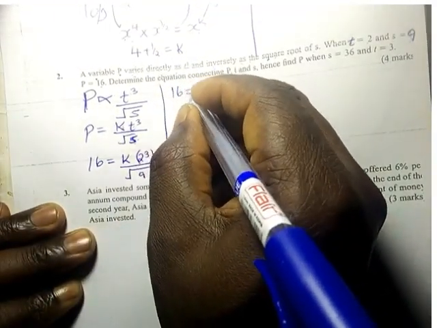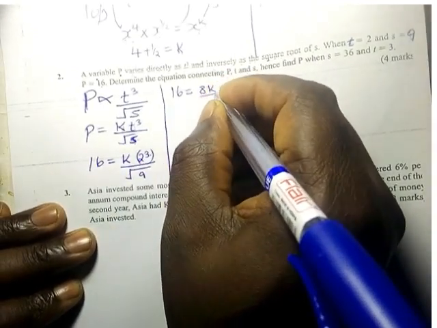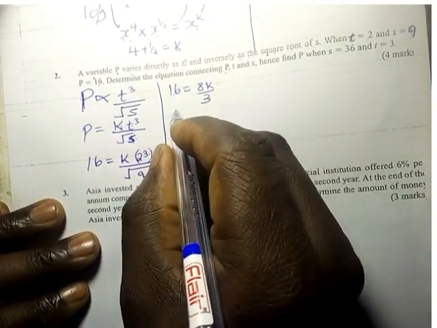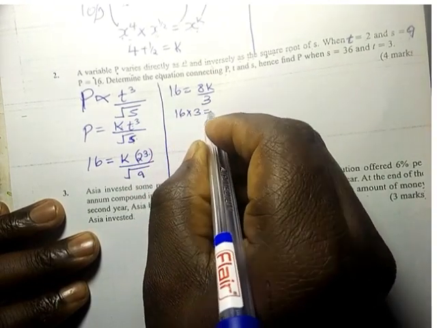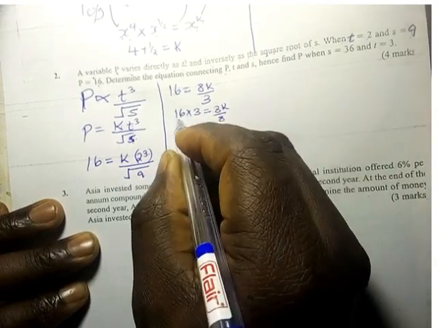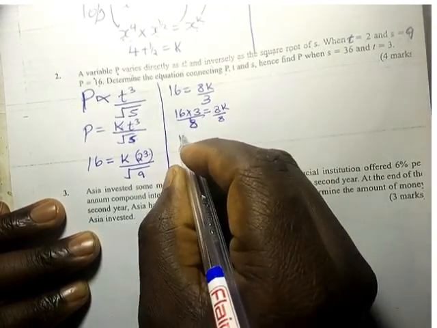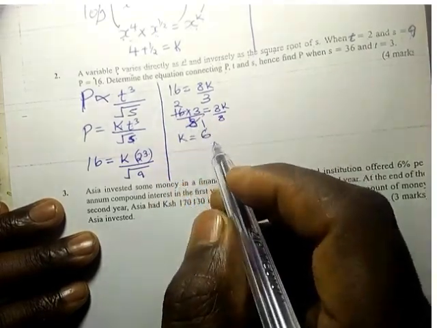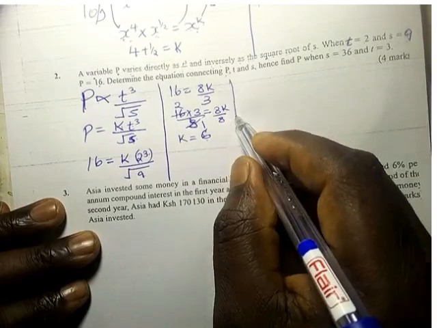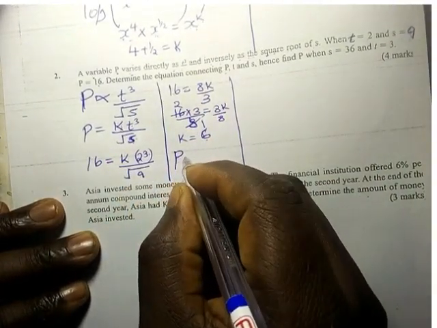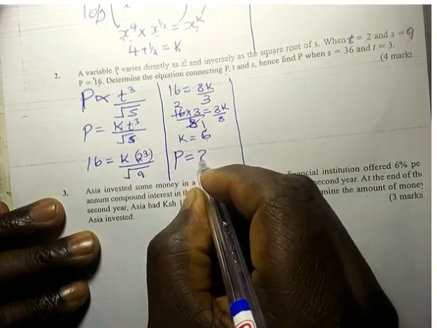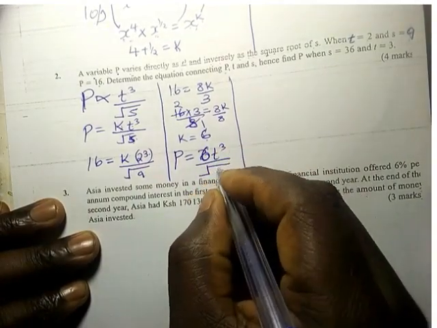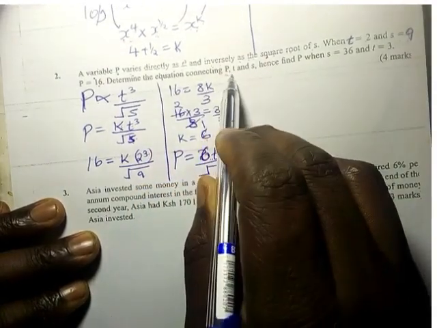So we will have 16 equal to, this is 8k, divided by the square root of 9 which is 3. So we are going to have 16 times 3 is equal to 8k, divided by 8, divided by 8. So k is equal to 6, because what is done once on one side is done once on the other. So k is equal to 6. So now the equation connecting this is going to be p is equal to 6, which is k, t cubed divided by the square root of s. This is the equation connecting p, t and s.